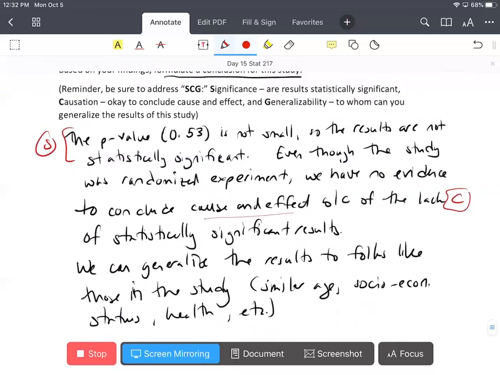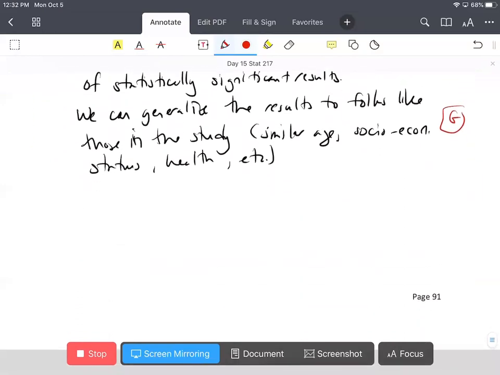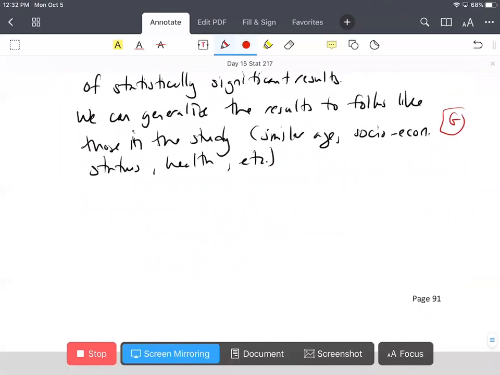Finally, if we did have something to talk about, our generalizability, given the way it was done, we could generalize to folks similar to those in the study: similar age, socioeconomic status, health, etc. So that's the end for this. Hopefully what you took away was another example of what we did with the dolphins, pulling everything together. Next time, we're going to go further with this.